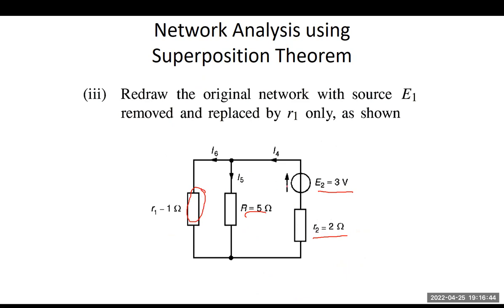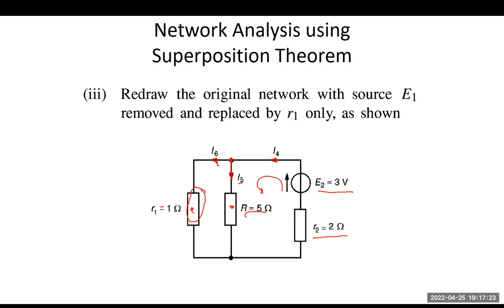As our assumption tells us, the direction of the current is anticlockwise. So we can note this as our I4. This is our node, and the current I4 will now be divided to the component R and the component R sub 1. So this can now be assumed as our I5, and this can now be assumed as our I6.